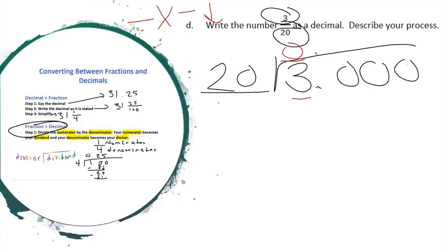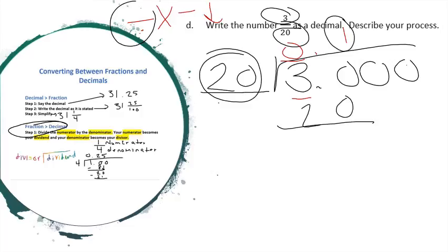How many times can 20 go into 30? It can go into 30 one time. Now that I finally wrote a number, I'm done with divide. Now I'm going to move on to multiply. So remember, divide, multiply, and subtract. Bring it on down and bring it on back. Multiply. Whenever you multiply or divide, you're always going to use this number and the last number you wrote. 20 times 1 gives you 20. Subtract 10. Bring it on down. 100. Bring it on back.